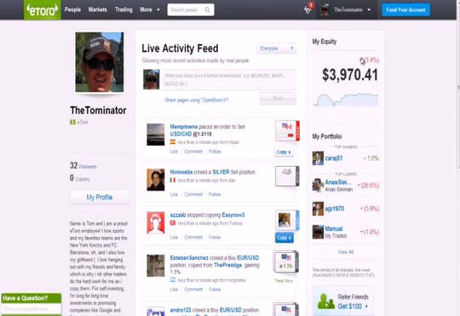Now that I'm logged in, I can see all the activity that is happening in the OpenBook. I can see who's buying, who's selling, and what instruments they are trading in. I can also copy their activity. But the question is, how do I know who to copy? And the answer to that, ladies and gentlemen, is right here under our People's tab.